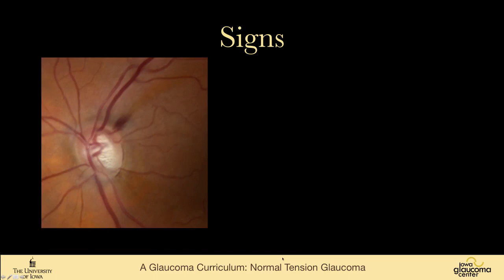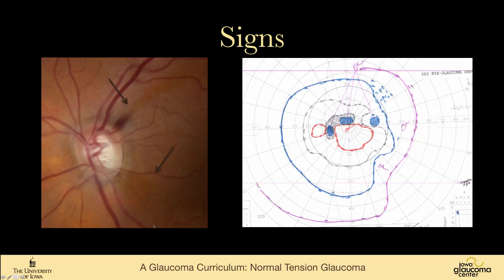This patient has vertical cupping, a hemorrhage. You can see these defects in the nerve fiber layer. And again, classic visual field loss splitting fixation.